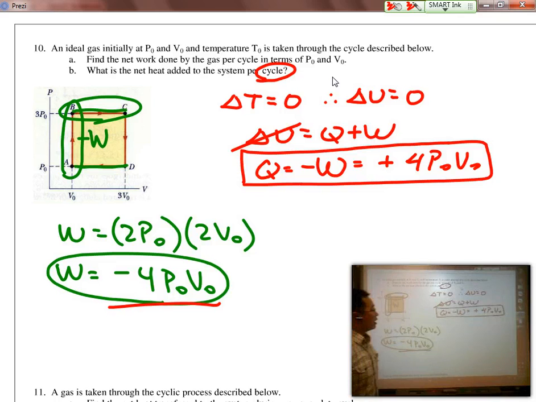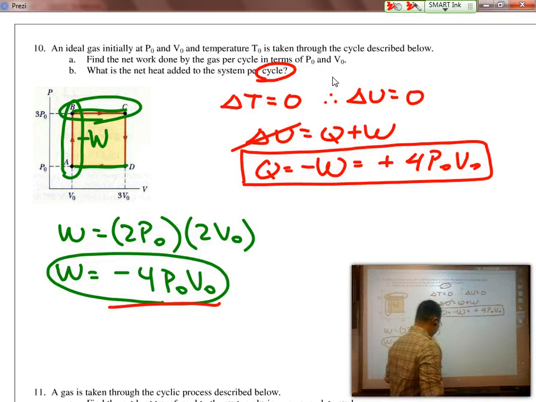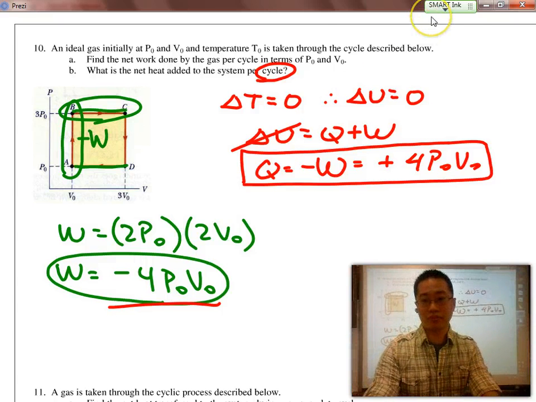So whenever I have work being done, the exact opposite is happening with heat. Okay? So that is a cyclic reaction.